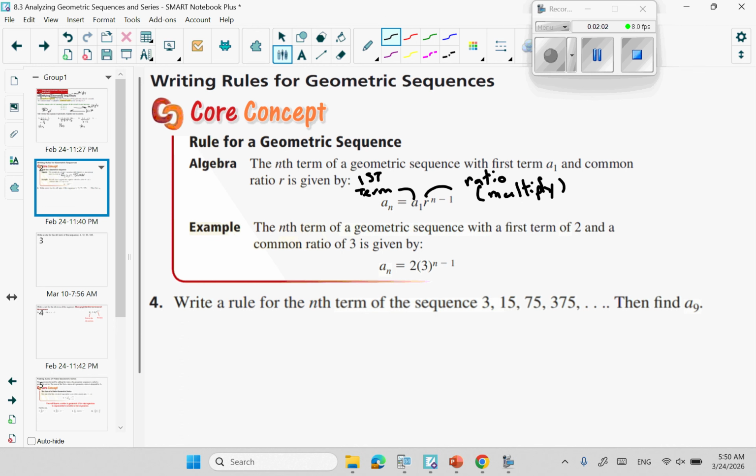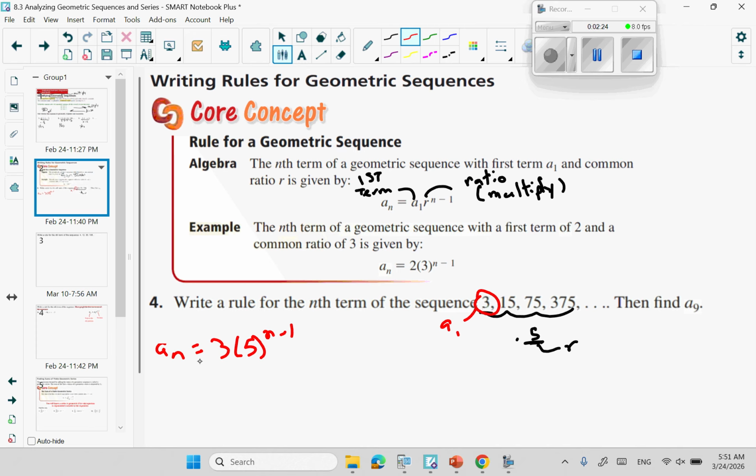So here, I'm given 3, 15, 75, 375. I see that I'm multiplying by 5 every single time. So 5 has to be my r, and 3 is my a sub 1. So we get a sub n equals 3 times 5 to the n minus 1.